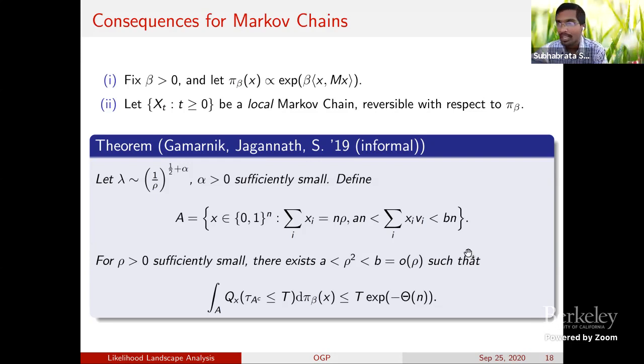So one natural thing to do, if you want to maximize the quadratic form, is to run a Markov chain which has as its stationary distribution a Gibbs type distribution corresponding to beta, where beta is very large. And the formal result here, let me not parse the entire thing, but the takeaway message is that if you are initialized near rho squared, so at random, and if you run this local dynamics, then it takes you exponential time to escape the local maximum near rho squared and get to the global one.